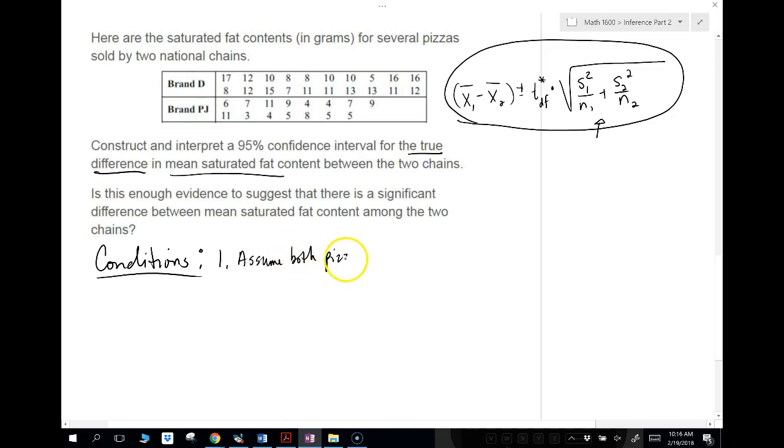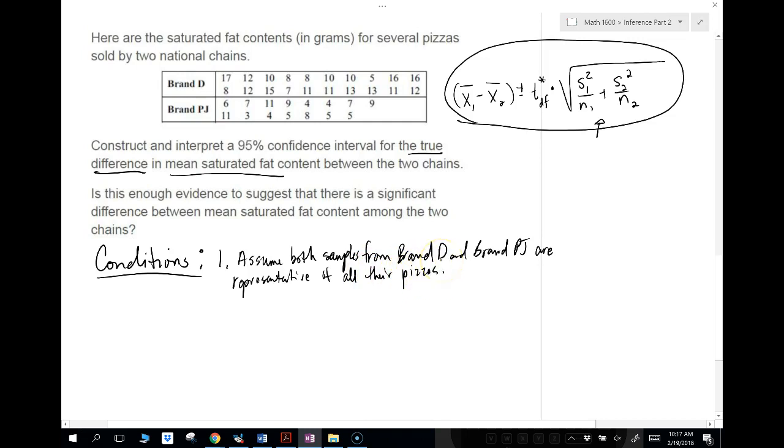both pizza samples from brand D and brand PJ are representative of all their pizzas. All right.